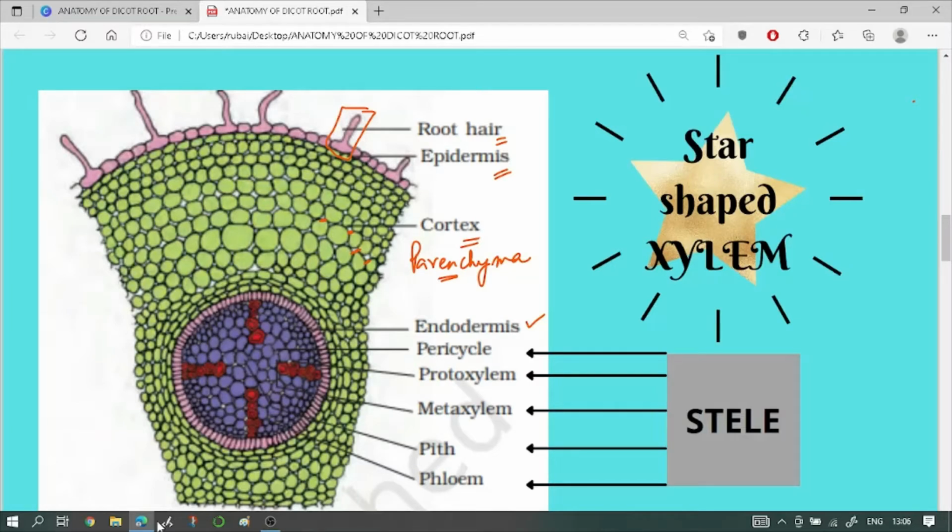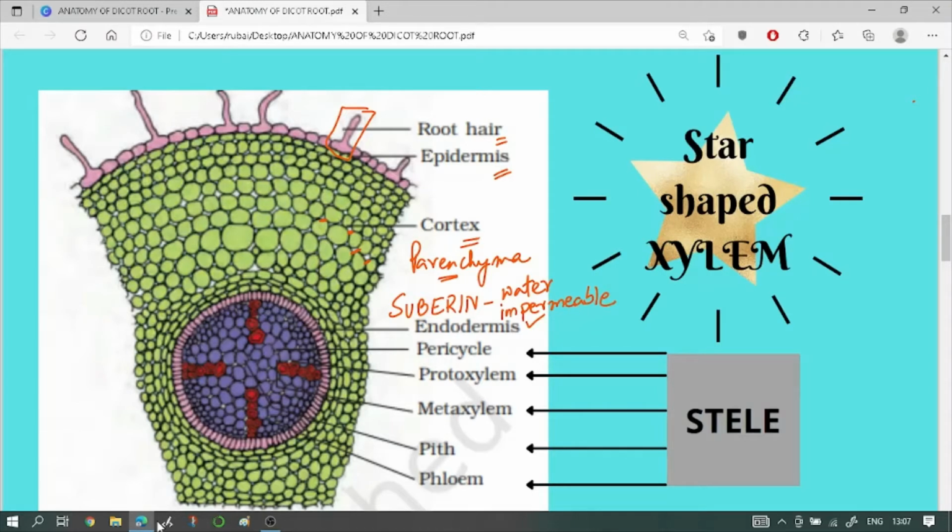As we discussed a few minutes back, the endodermis is made up of barrel-shaped cells and they have a deposition of suberin. They have a deposition of a waxy substance which is known as suberin, and this does not allow water molecules to pass through. So it is water impermeable.